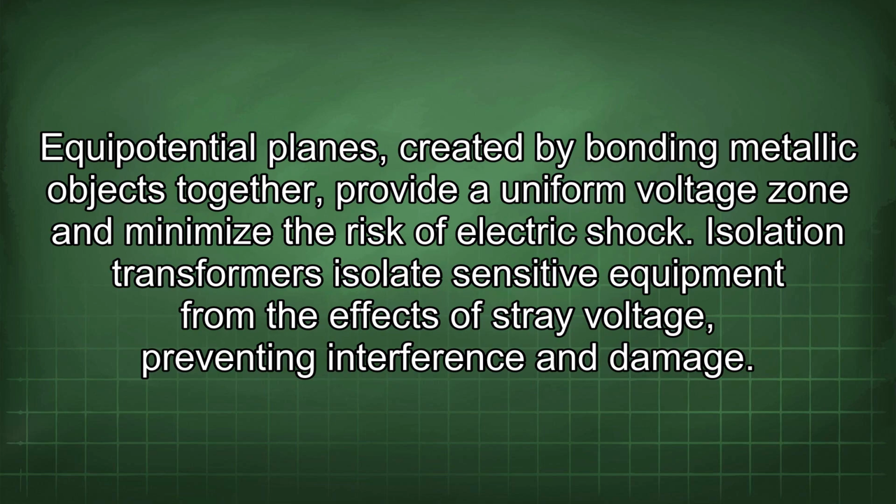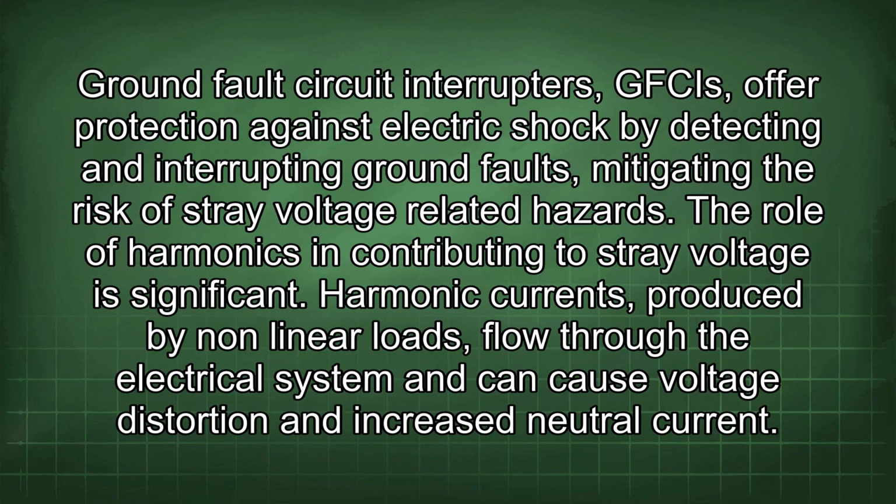Equipotential planes, created by bonding metallic objects together, provide a uniform voltage zone and minimize the risk of electric shock. Isolation transformers isolate sensitive equipment from the effects of stray voltage, preventing interference and damage. Ground fault circuit interrupters, GFCIs, offer protection against electric shock by detecting and interrupting ground faults, mitigating the risk of stray voltage-related hazards.